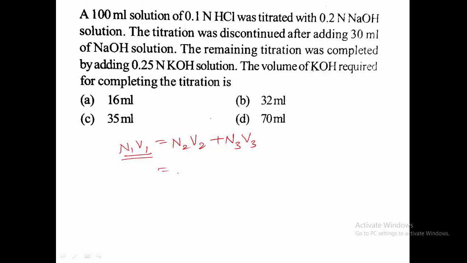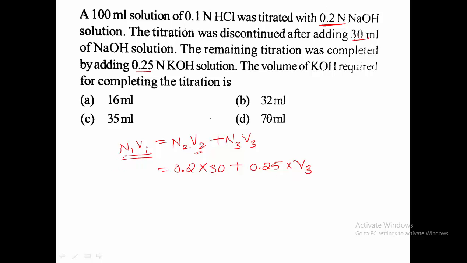ಸೊ N2 ಅಂದರೆ ಎಷ್ಟು ಅದ ರೀ, 0.2N ನಾರ್ಮ್ಯಾಲಿಟಿ ಆಫ್ NaOH, ದಟ್ ಈಸ್ 0.2 ಇಂಟು ಎಷ್ಟು ml ಆ್ಯಡ್ ಮಾಡಿದ್ದೀವಿ, ವಾಲ್ಯೂಮ್ ಆಫ್ NaOH ಎಷ್ಟು ಆ್ಯಡ್ ಮಾಡಿದ್ದೀವಿ, 30 ml. ಸೊ ಇಟ್ ಈಸ್ 30 ಪ್ಲಸ್ N3 ಮೀನ್ಸ್ ನಾರ್ಮ್ಯಾಲಿಟಿ ಆಫ್ KOH, ದಟ್ ಈಸ್ 0.25 ಇಂಟು ಎಷ್ಟು ವಾಲ್ಯೂಮ್ ಆ್ಯಡ್ ಮಾಡಬೇಕು, ದ್ಯಾಟ್ ವಿ ನೀಡ್ ಟು ಕ್ಯಾಲ್ಕುಲೇಟ್. V3 KOH ಎಷ್ಟು ಸೊಲ್ಯೂಷನ್ ಆ್ಯಡ್ ಮಾಡಬೇಕು.